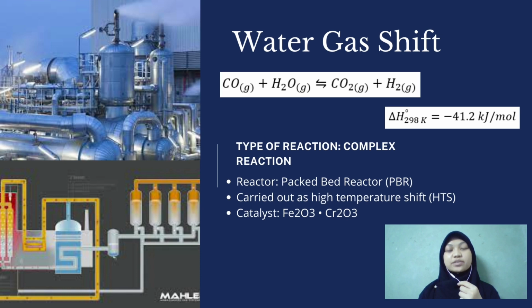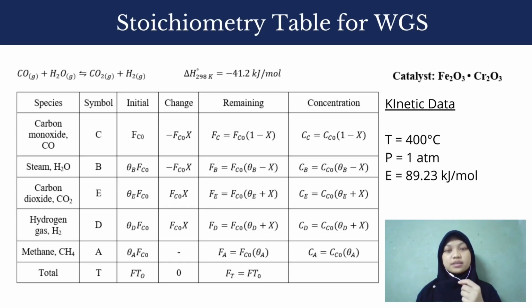Next, the reaction continues as the water-gas shift reaction, where carbon monoxide and water are the reactants to produce more hydrogen and carbon dioxide. This reaction occurs in a packed bed reactor, and the catalyst used is iron oxide, which is doped with chromium oxide to avoid it from crystallizing. This is the kinetic data for the reaction, where the reaction occurs at 400 degrees Celsius and a pressure of 1 atm, with an activation energy of 89.23 kJ per mole.